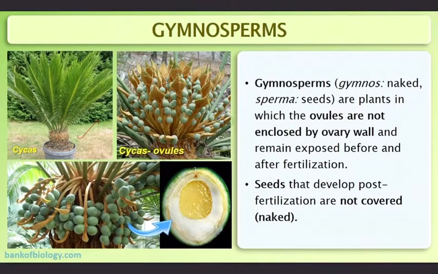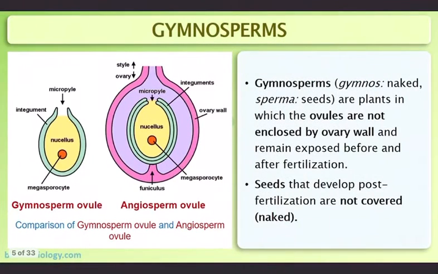They don't have coverings. As you are seeing here, cycas is the best ornamental plant that we grow. Look at the ovules of the cycas. They are naked. They are not covered. Hence, they come under gymnospermae. So gymnosperms are plants in which the ovules are not enclosed by any ovarian wall. So here you can see how they are naked.